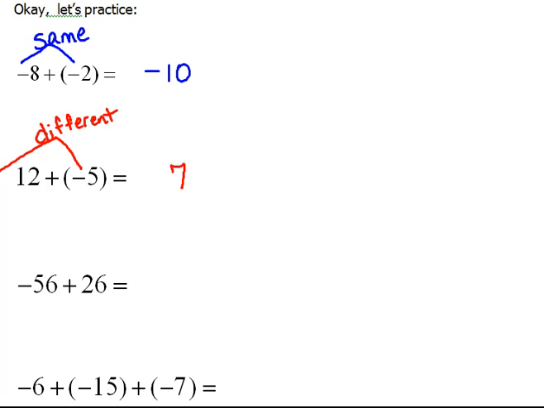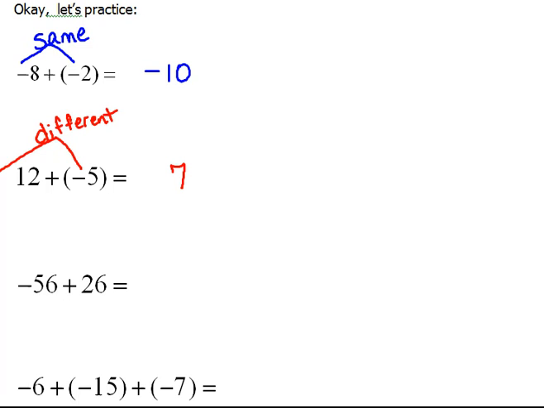Now because our signs were different, we look at the biggest of those two numbers. Between 12 and 5, the biggest number would be 12. And since its sign was positive, our answer will be positive. But remember that you don't have to write the positive sign in front of a number. If there is no sign, it's assumed to be positive, so we would just simply say 7.